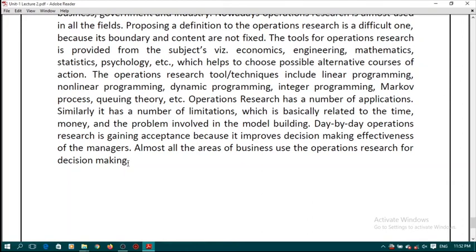Up to this level, in lecture 1 and lecture 2, we discussed different things about OR. So, I hope you get some idea regarding what operation research actually is. So, thank you.